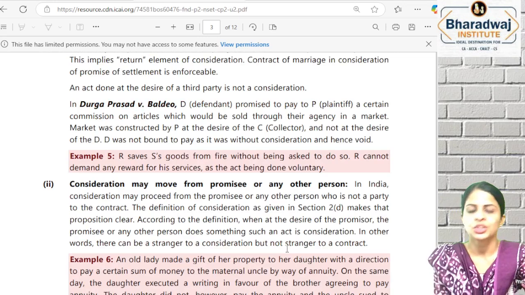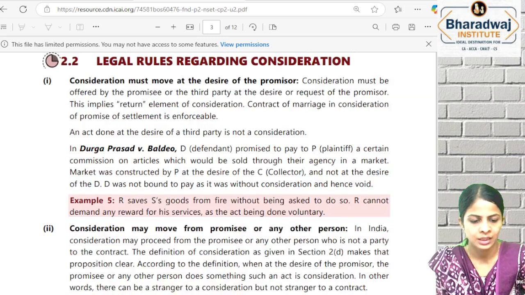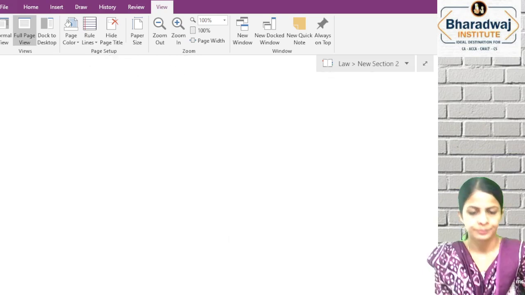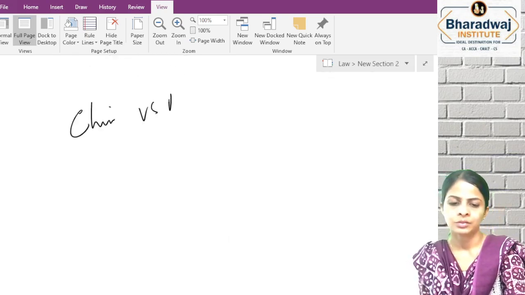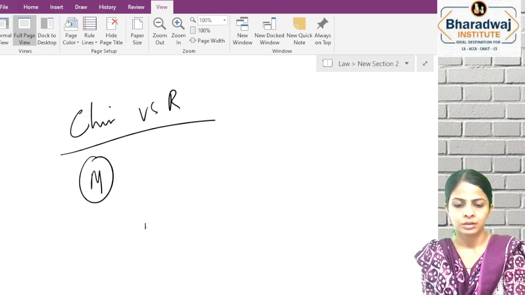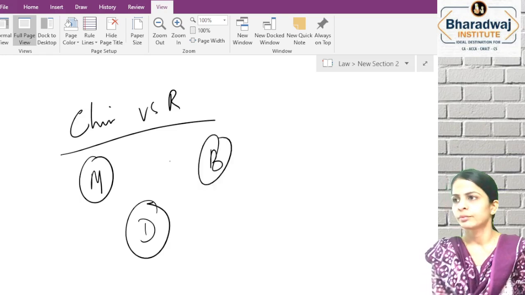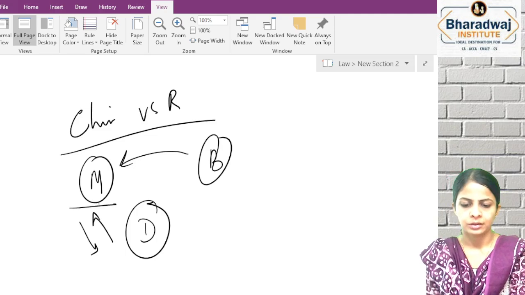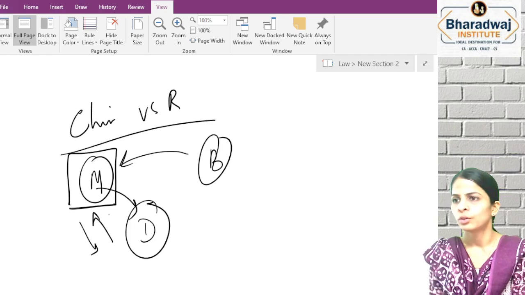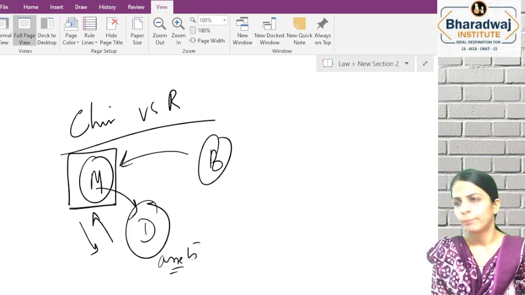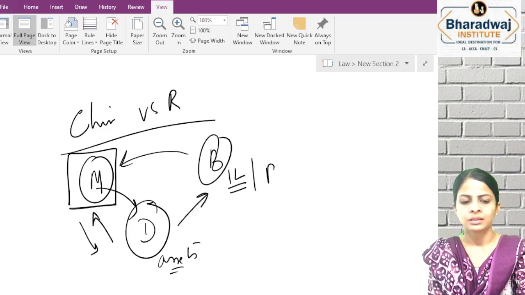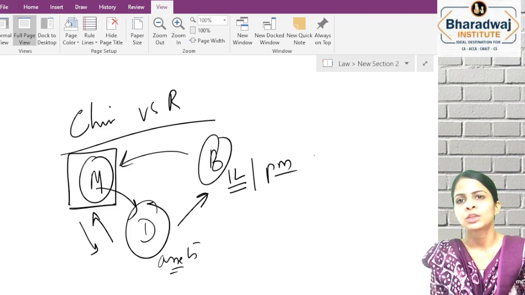Next one. Consideration may move from the promisee or any other person. There is again one case law here, Chinnaya versus Ramaya. What happens in this case? There is a mother, there is a daughter, and there is a brother. This brother is the mother's brother. Daughter and mother fight. Daughter tells her that whatever assets you have, you transfer to my name. Mother tells her that okay, you take all the assets, but you should give monthly 1 lakh to my brother.